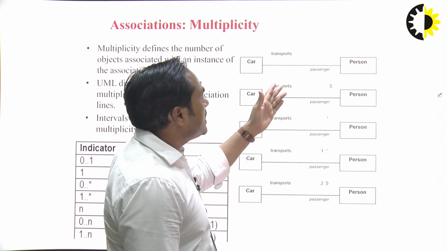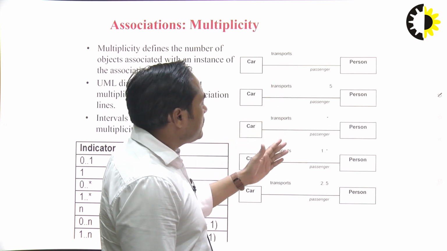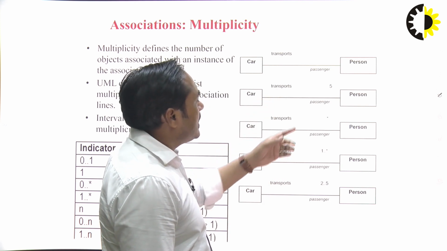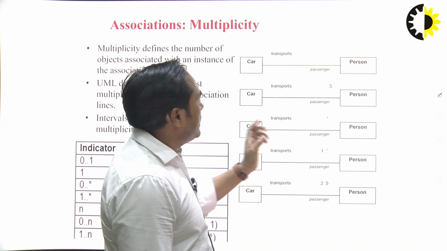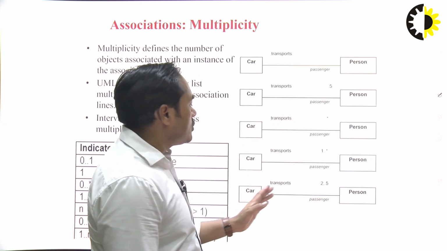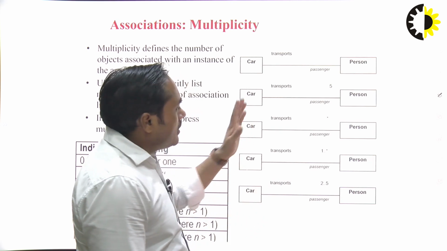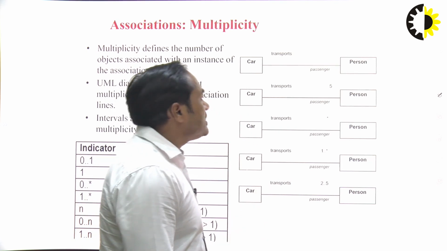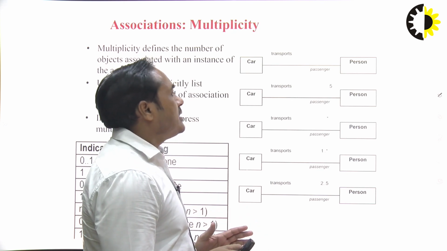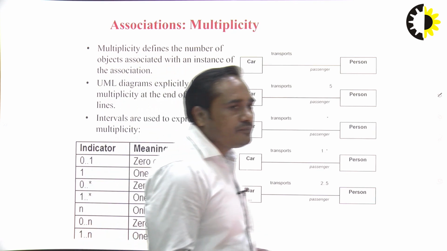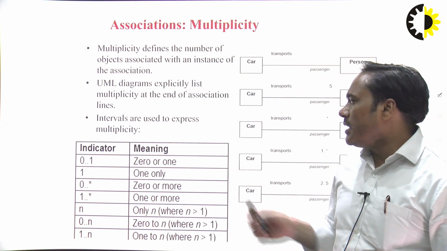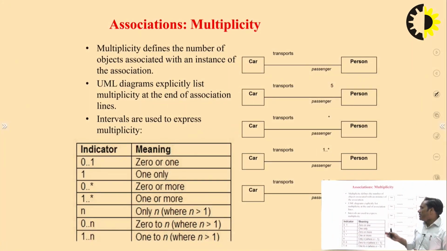In the first figure, second figure, third figure, fourth figure and fifth figure, it is shown by lines, like it is shown by 5, by a star, by 1 dot dot star, by 2 dot dot 5. So it shows the multiplicity. In simple terms, a class connected to another class shows the multiplicity. You can see it is indicated in the meaningful diagram.